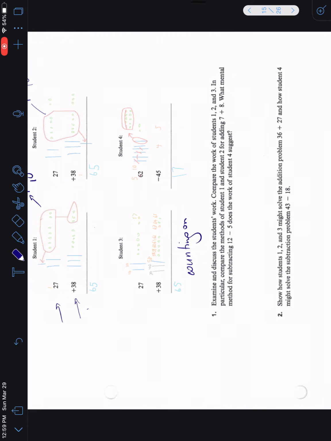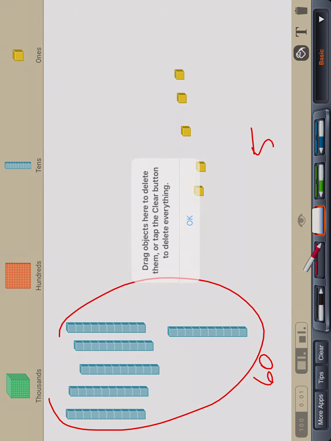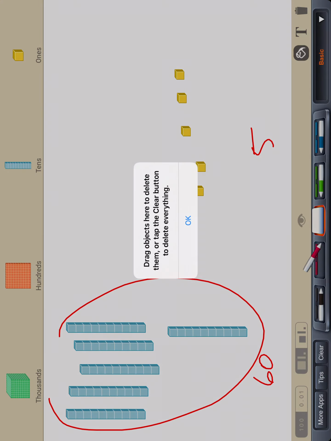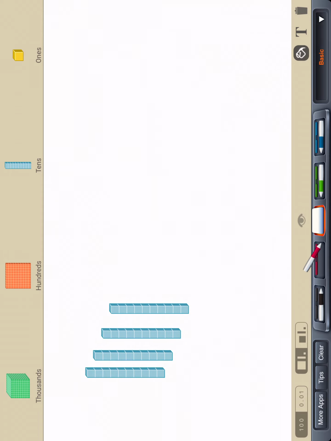Now, finally, student 4 is doing subtraction. So let's see, 62 minus 45. Let's see what we can do on our base 10 blocks. So we have 62, and we need to subtract 45.